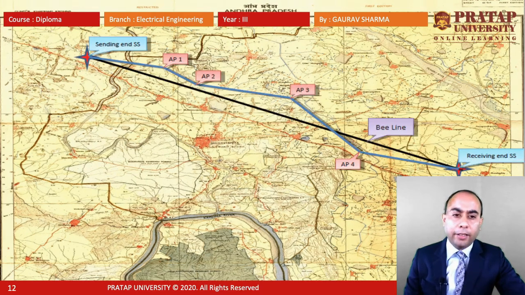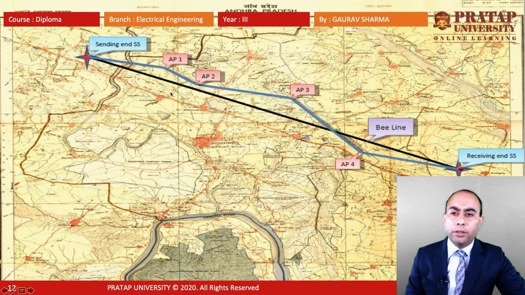So like here, we have to install a substation between here and here. So it is a sending end substation and it is a receiving end substation. First of all, what we do is put a straight line between these two points. This line is called the B line, B-double-E line.